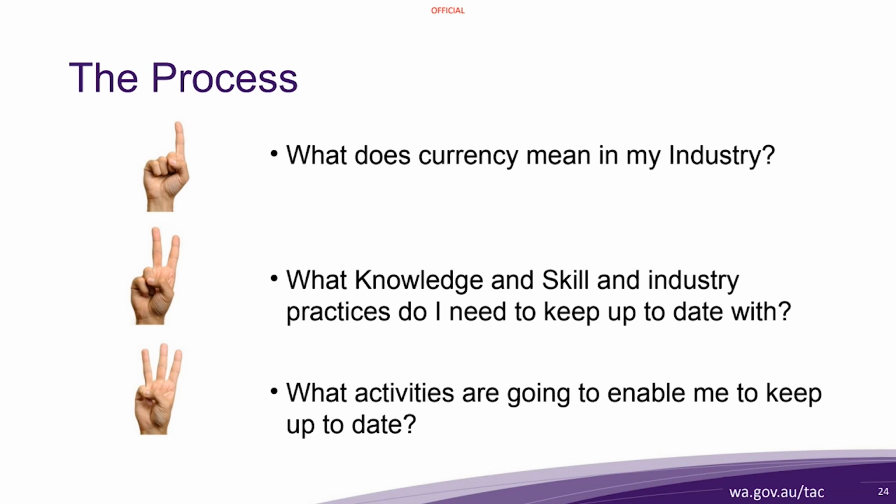What knowledge and skill and industry practices do I need to keep up to date with? And so fundamentally you need to start then saying, well, if these are the changes in industry, what do I need to do to keep up to date? And then you need to think about the sort of activities that you need to follow to keep up to date. And in activity 3, we have a list here of sorts of things that you might do.